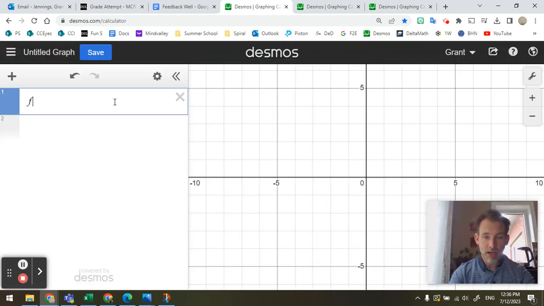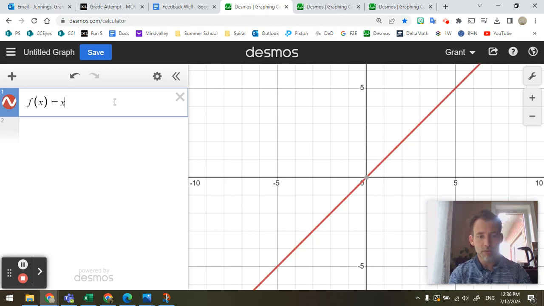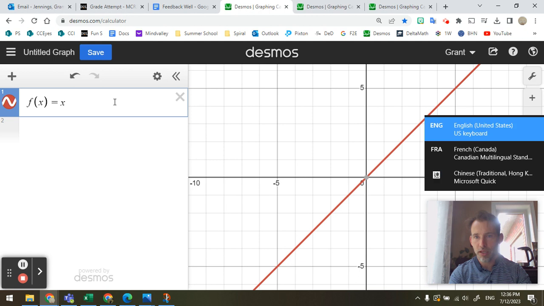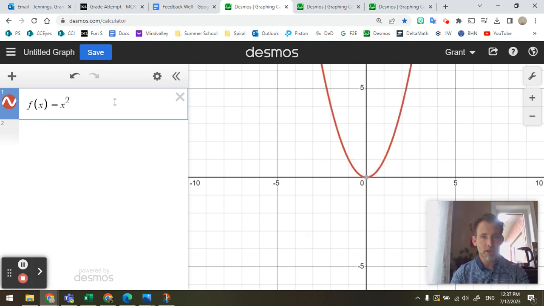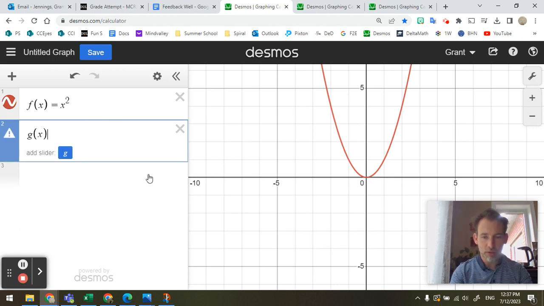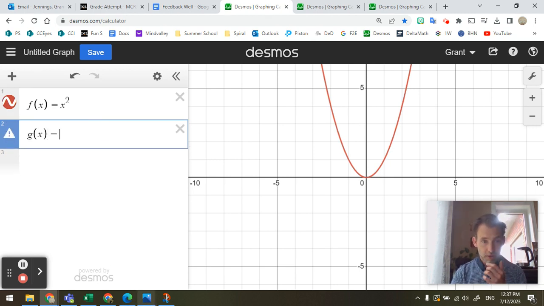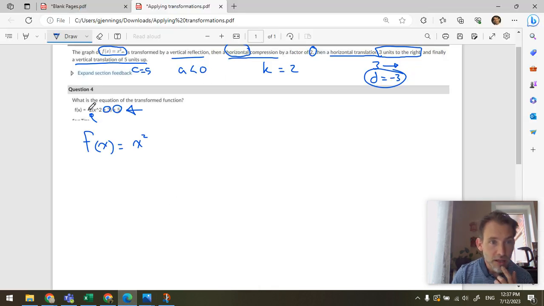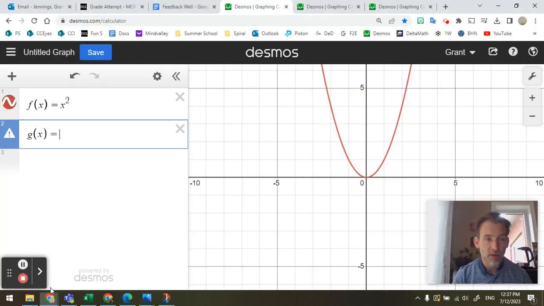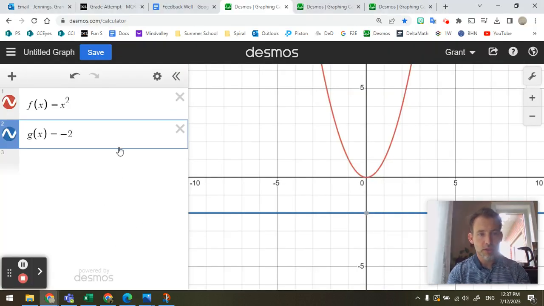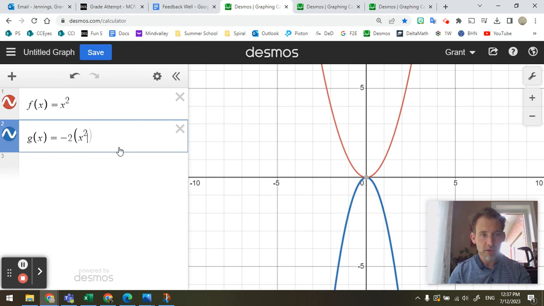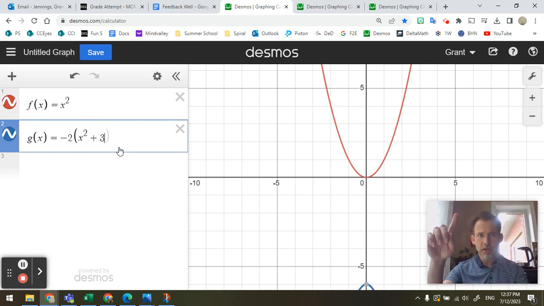Okay, so here is f of x is equal to x squared. I must have my keyboard in the French mode. Yeah, there we go. x squared. And now let's get another line. We'll do g of x and write the student's function. What did they have? Negative 2 times the bracket x squared plus 3, all in brackets, plus 5. Oh, that's weird. That made it go down for some reason. I thought it was going to make it go left.